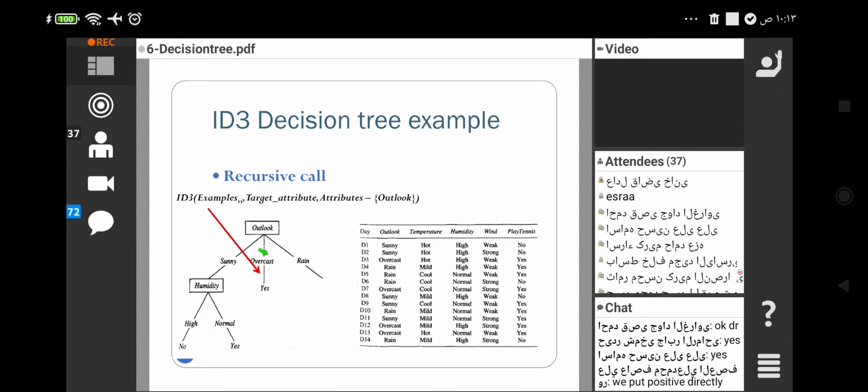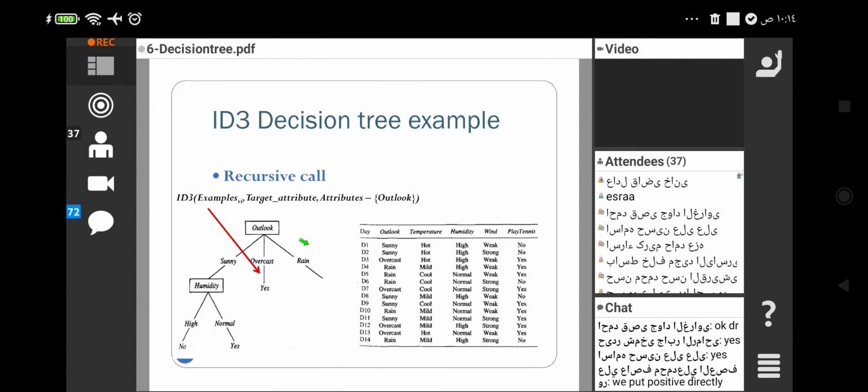Okay, and this is what happens. Again, in the next branch, outlook is rain. We check in the data. Outlook is rain, and all of the data are not positive or negative. If we check here, D4, D5, D6, you see two of them are yes, one is no. So all of the data is not positive and negative.